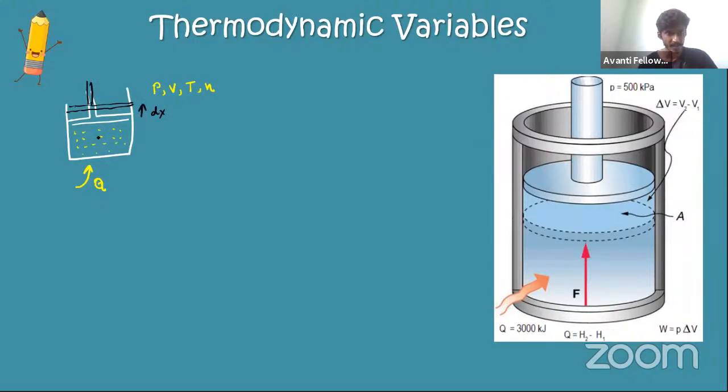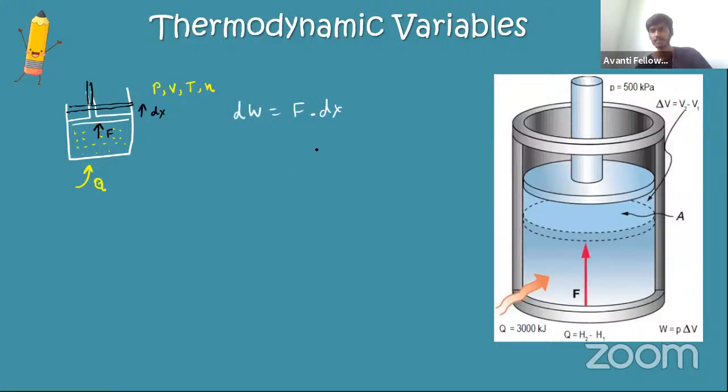Now when I provide heat, this goes up because there is a force being exerted. The molecules will exert some force on the piston, and due to that force, the piston will go up by distance x. So now I can find out what is work done very easily, right? So what is work done? We know that work done is equal to force into dx. We know this.